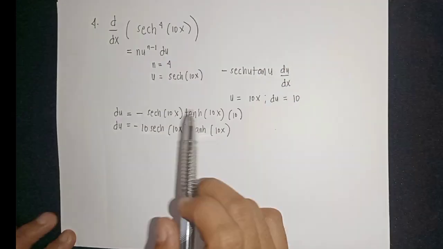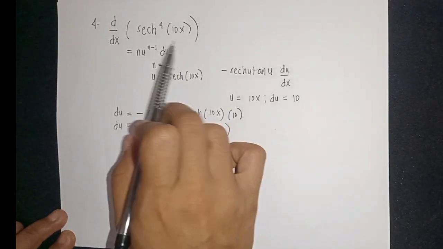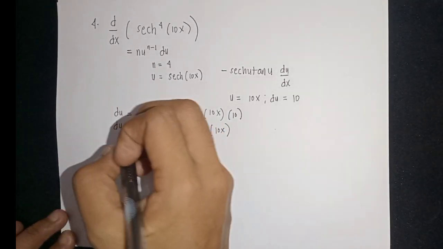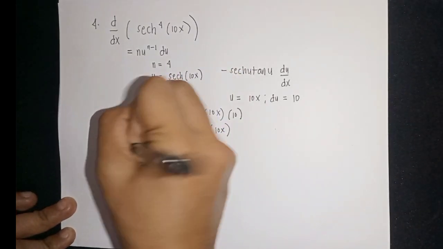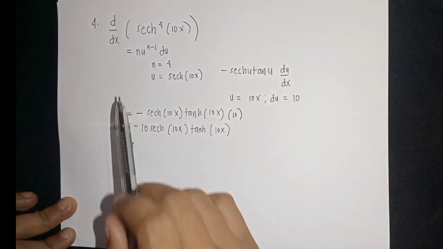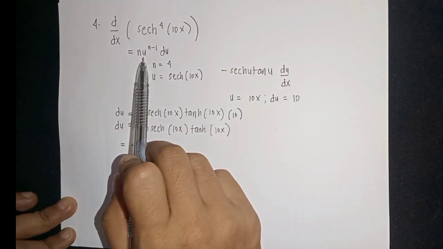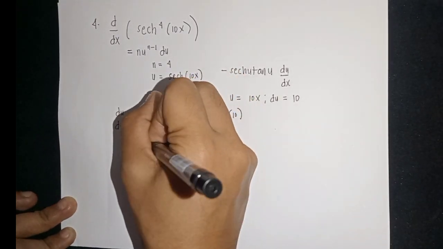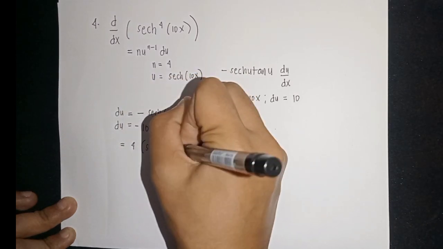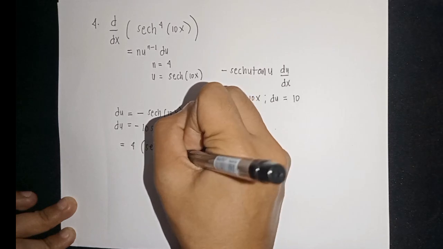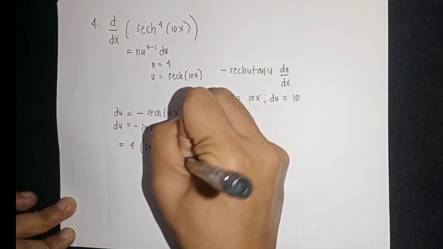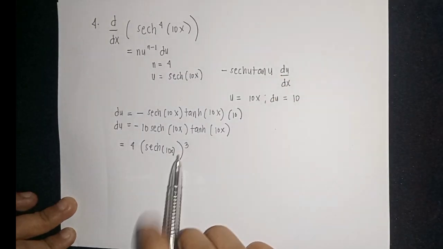So this is not our final answer. We need to go back to the exponential formula. So we need to apply the exponential formula. So it is equal to, for our n, we have 4. For our u, we have the hyperbolic secant 10x cubed. Why did we use the cube? Because 4 minus 1 is 3.